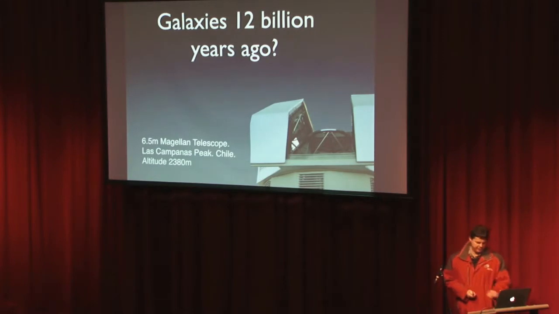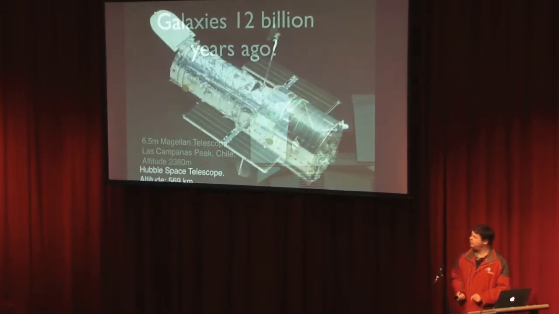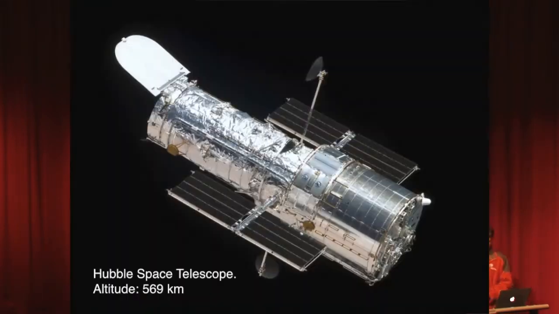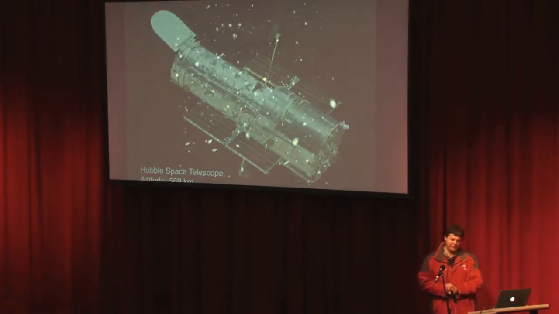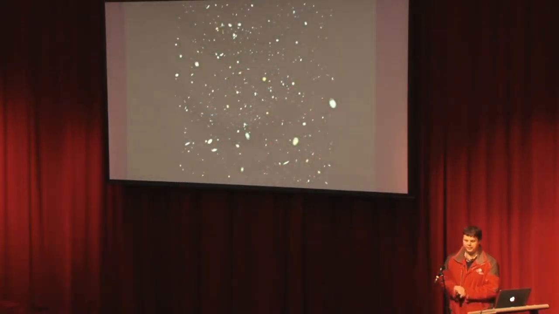The next telescope we use is a bit higher. We use the Hubble Space Telescope, which is at an altitude of 569 kilometres, about 1,500 times higher up than the Magellan Telescope. Of course, it's in space, which means it can see very clearly. And in particular, we use a famous observation called the Hubble Deep Field.